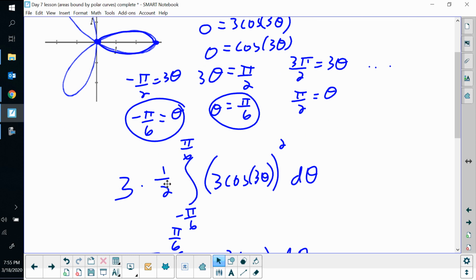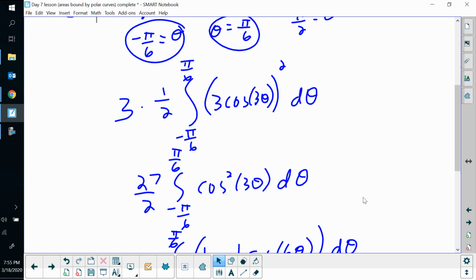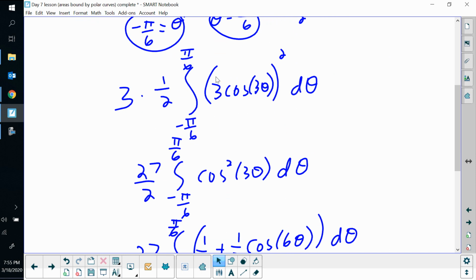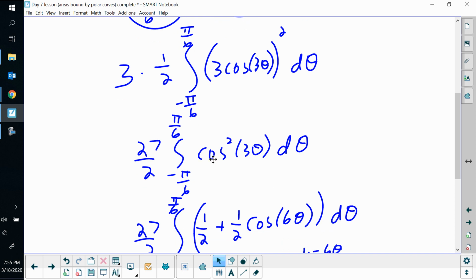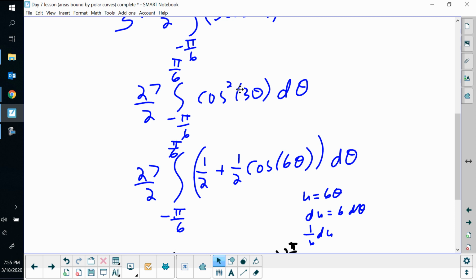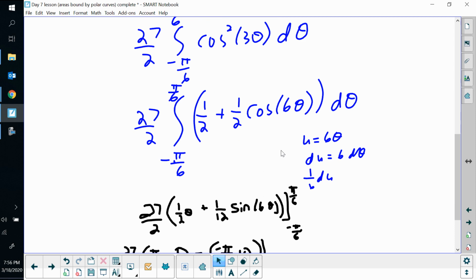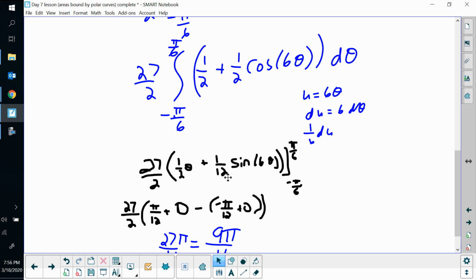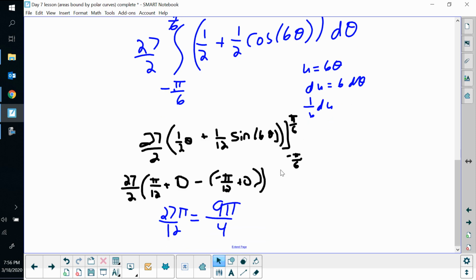So that's the 3 petals, 1/2 our radius squared d theta, and we're going negative pi over 6 to pi over 6. If we pull out the 3 squared and put it out here with the other stuff, that gives us 27 over 2. Well, this is just cos squared 3 theta. So we'll use our squared formula. So we have 1/2 plus 1/2, and then this always gets doubled. That's why we have the 6 theta there. So all that's going to happen now is when we do the antiderivative, we'll have a 1/6 come out there. So we'll get 1/2 theta. We'll have a 1/12 sine 6 theta.